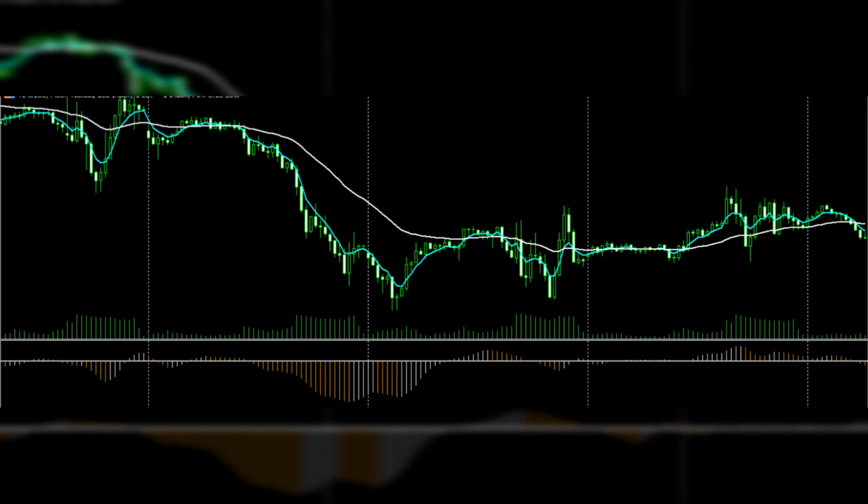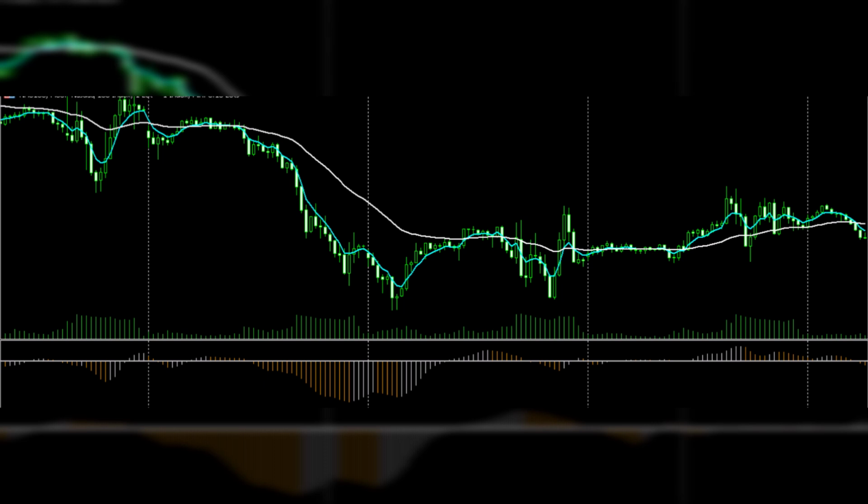Signal 1, zero line cross. For a long setup, the AO closes above zero, a move from negative to positive territory. Always wait for the candle to close. The signal is valid only on close. The cross is more reliable if several prior bars were below zero, so you're seeing a real transition, not noise.